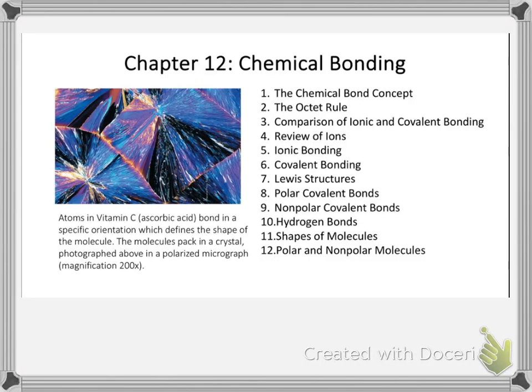We're going to continue in Chapter 12 by talking about ionic compounds. We'll start just by reviewing ions, which were covered in Chapter 5. So if you want a little more detail, go back and review Chapter 5. And then we'll talk about ionic bonding and how we predict the formulas when we know the ions.